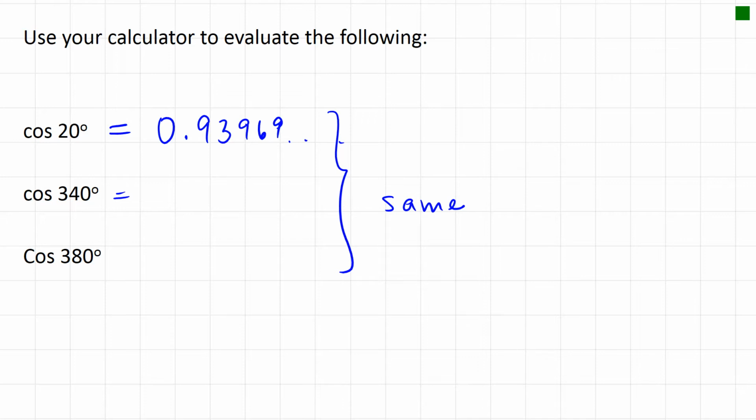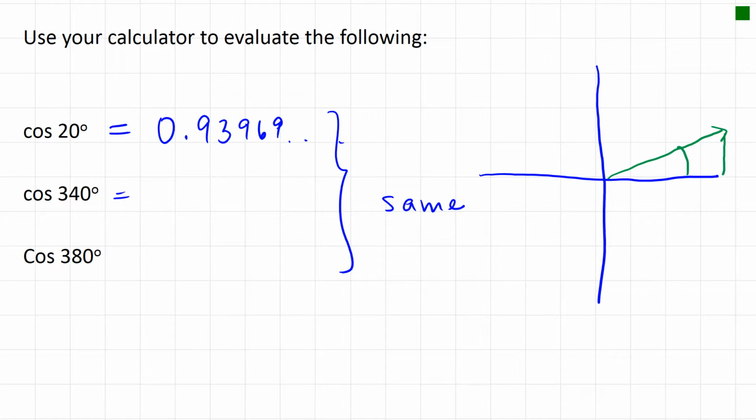And why is that? Why can three different angles provide the exact same cos ratio? Well, the answer is in the reference angle. So if we graph the first one, which is 20 degrees, 20 degrees would be in the first quadrant, and if you make this triangle with the x-axis, then we know the reference angle is 20 degrees in quadrant 1.